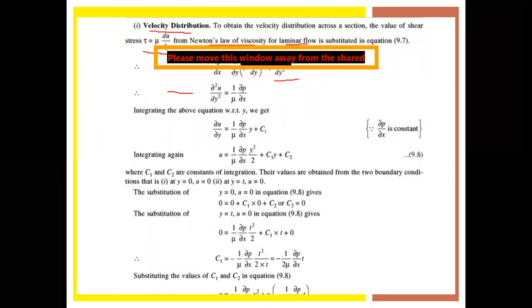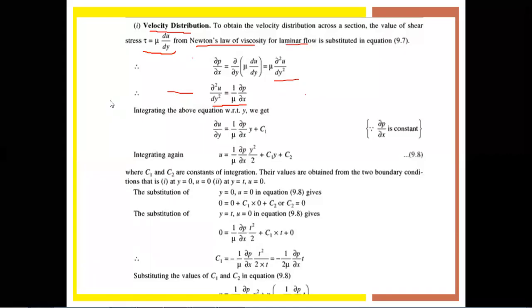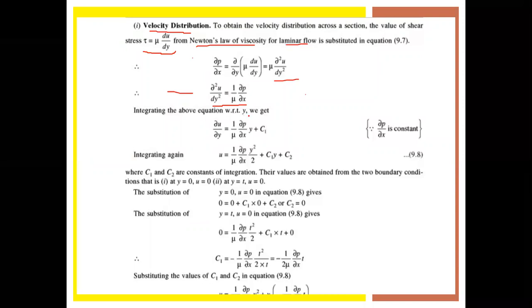Now integrating this equation with respect to y, we get ∂u/∂y = (1/μ)(∂p/∂x) y + c1. Integrating again with respect to y, we get u = (1/μ)(∂p/∂x) y²/2 + c1 y + c2, that is 9.8, where c1 and c2 are the constants of integration.